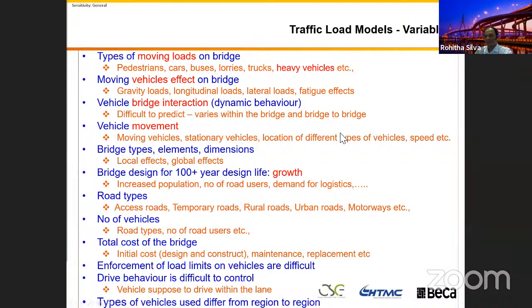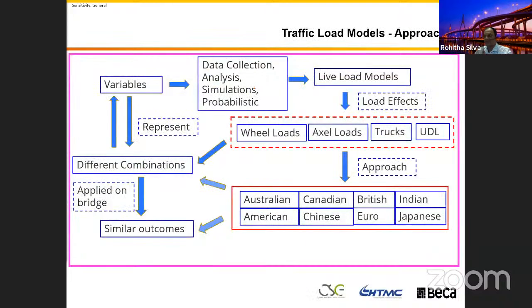All right, I will jump into the next one. Then we're going to develop a traffic model now. You saw all these variables right at the beginning, right? And we do data collection, so we do analysis, we do simulation. And from all those things, we engineers use the probabilistic approach to make our conclusion.